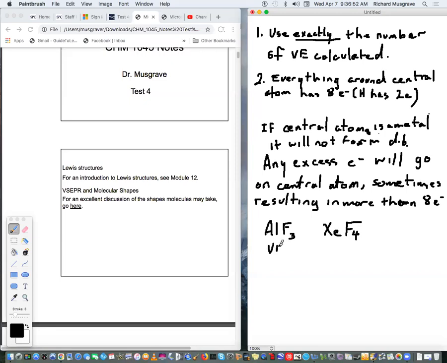And the number of valence electrons there is going to be 3 plus 3 times 7. Now we get this off the groups on the periodic table. And that would be 24. So there's 24 valence electrons on AlF3. Does anybody have any questions so far?